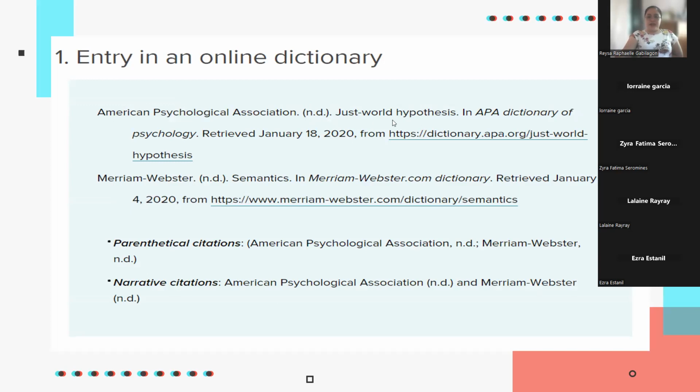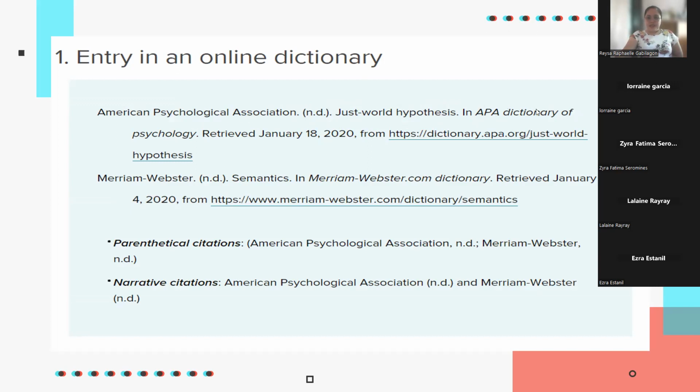And then it is to be followed by the word that you are defining, like this one, world hypothesis or semantics word. Ito na define ha. And then again, the name of the dictionary. Kasi wala man talagang author yung ating dictionaries, no? Kung ano ang name ng dictionary, yun pa rin yung ilalagay dito sa first.